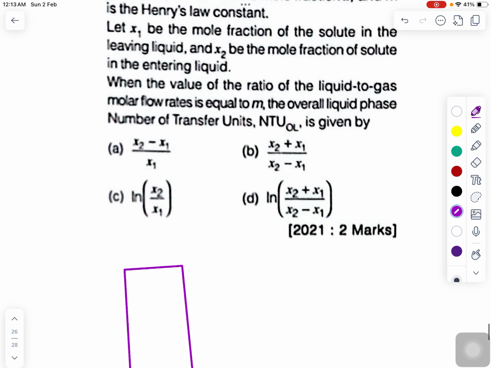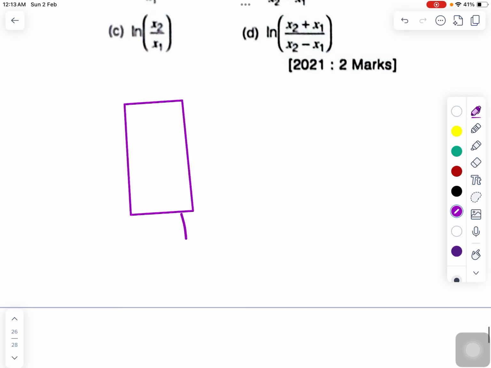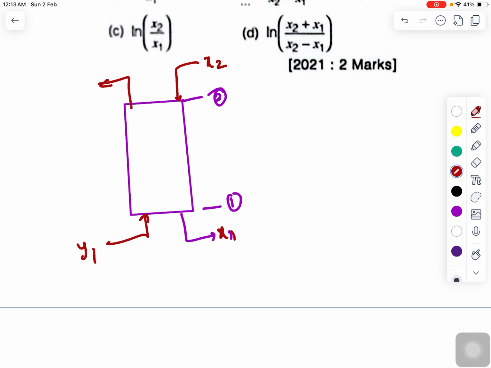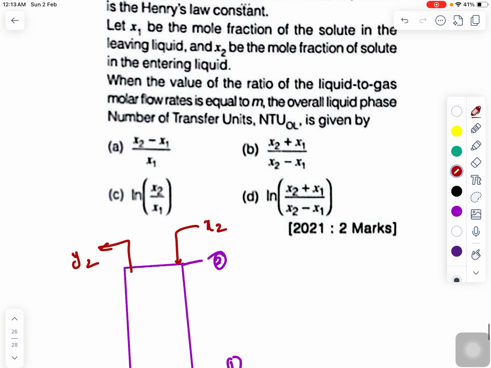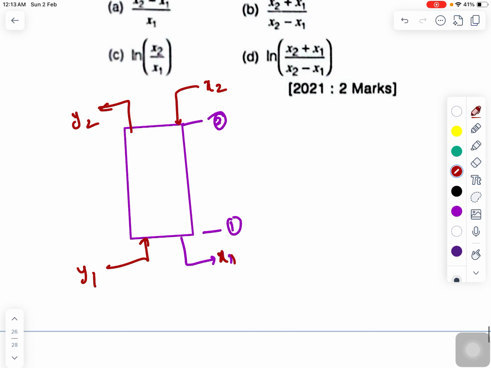So here it is saying that x1 is the mole fraction of the solute in the leaving liquid stream. Here x1 is 0.1 and this one is 0.2, and x2 is the mole fraction in the entering liquid stream. So x1 and x2 we have written. Here there will be a y1 and obviously a y2. Now when the ratio of liquid to gas molar flow rate equals m, the absorption factor is equal to 1.